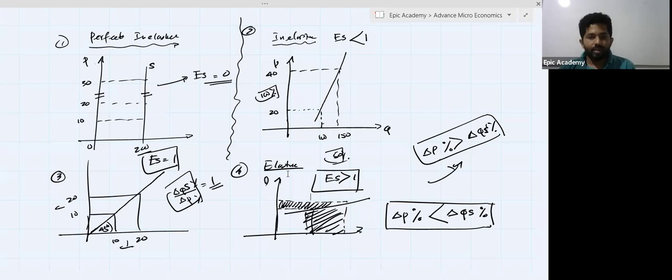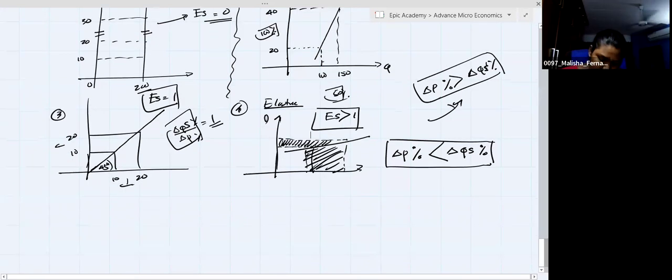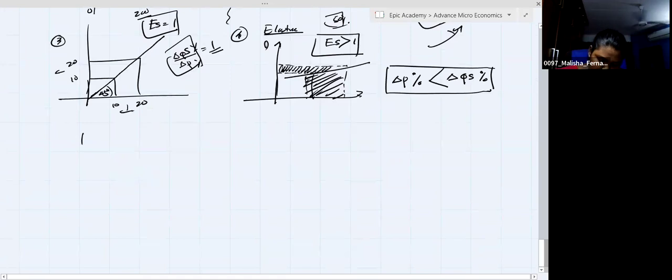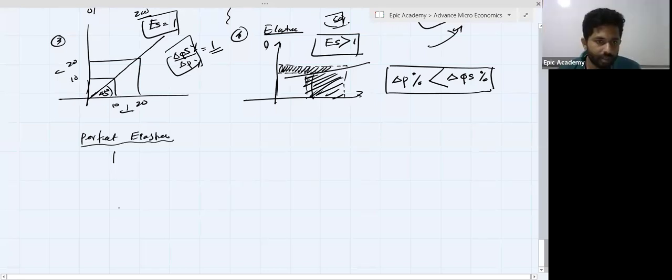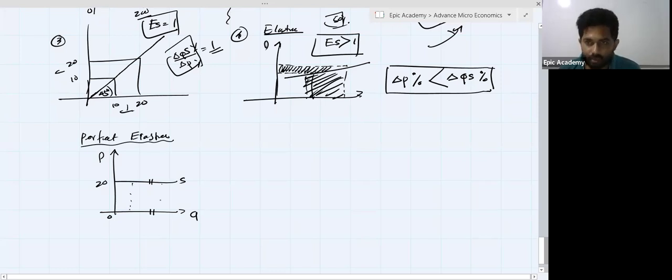Okay, final one, it is perfectly elastic. Perfectly elastic. This is the price axis and this is the quantity axis. So this is the supply curve. The supply curve will always be a line parallel to the horizontal axis, or quantity axis. So there is no change in the prices. Quantity can change from 0 to infinity without changing the prices.